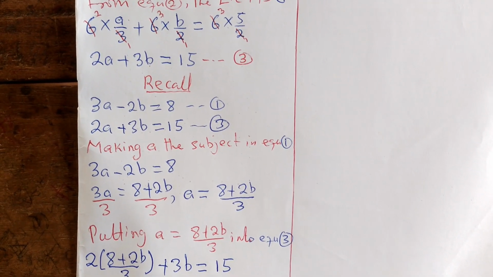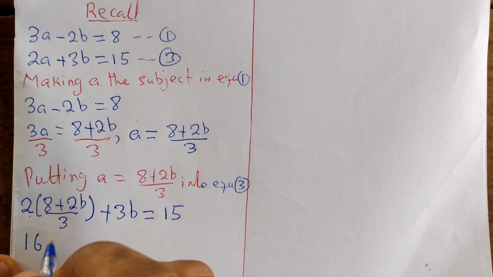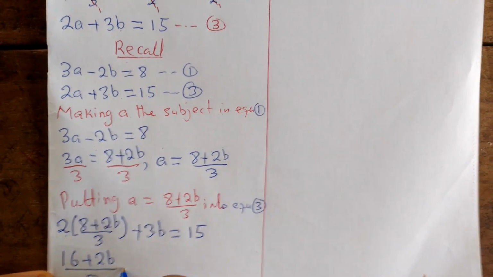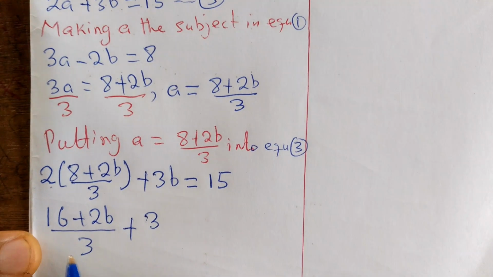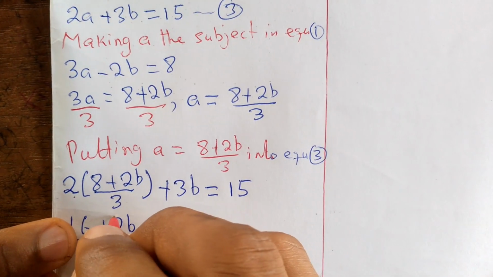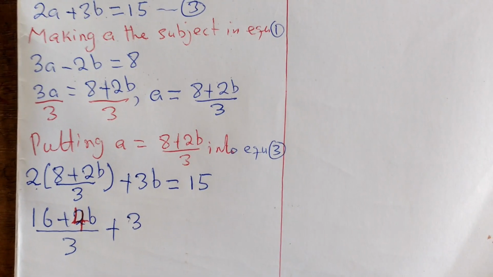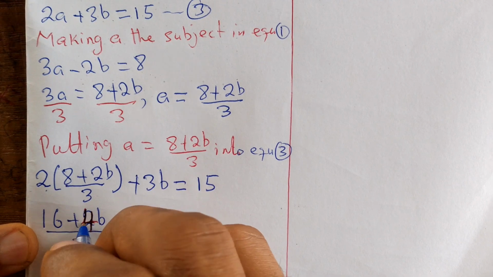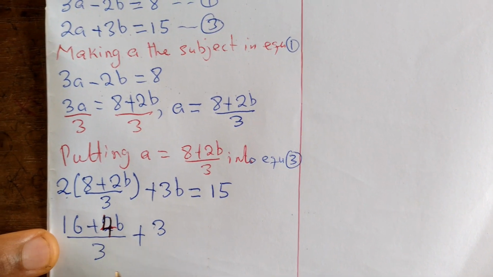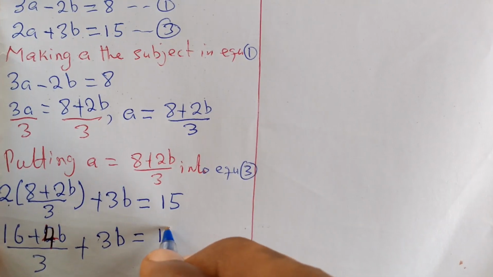Now let me expand this bracket. 2 times 8 will give me 16. 2 times 2b will give me, sorry, 2 times 2b will be giving me 4b. So this place has to be 4b. All right. So 2 times 2b will give you 4b. And then plus 3b is equal to 15.